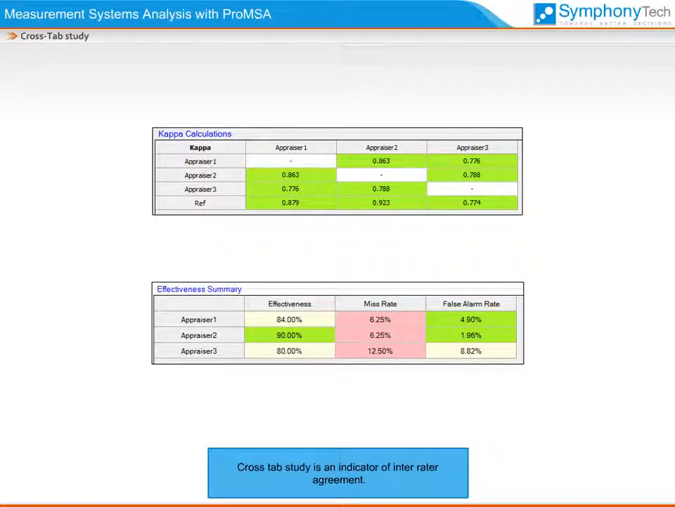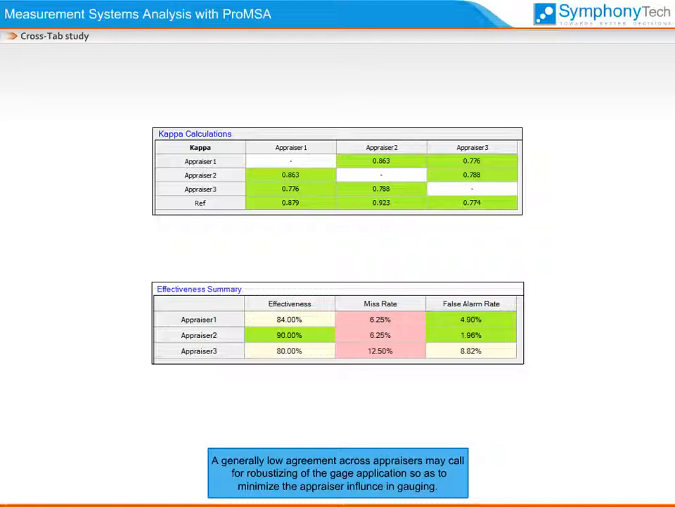The crosstab study is an indicator of interrater agreement. It also indicates how effective the gauge is in the hands of each appraiser. The results of crosstab study highlight the need for training of appraisers where the agreement is low. A generally low agreement across appraisers may call for robustizing the gauge application so as to minimize the appraiser influence in gauging.